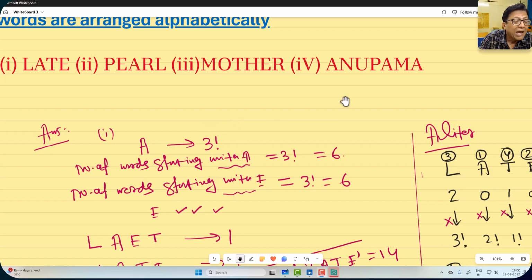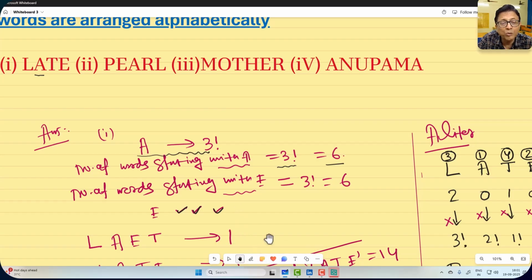For LATE, alphabetically which one should come first? A, of course A. So starting with A, how many words are there? That we find first. Starting with A, it is 3 factorial, so the number of words starting with A will be 3 factorial, 6. We found it out. Then the number of words starting with E, how many will be there? In the same manner, you'll be arranging the letters apart from E. How many are there? 3 letters in 3 places, they can be arranged in 3 factorial, 6 ways.